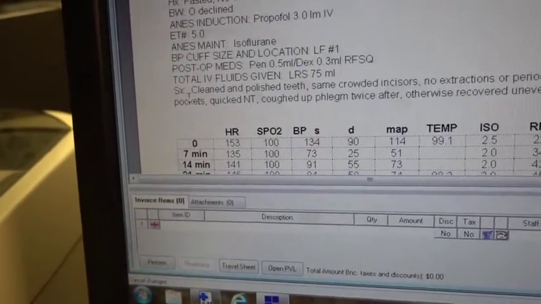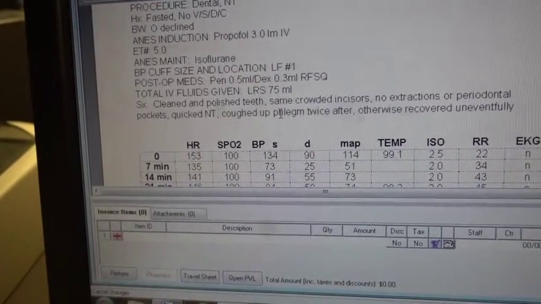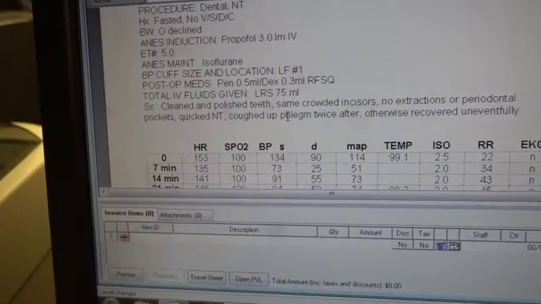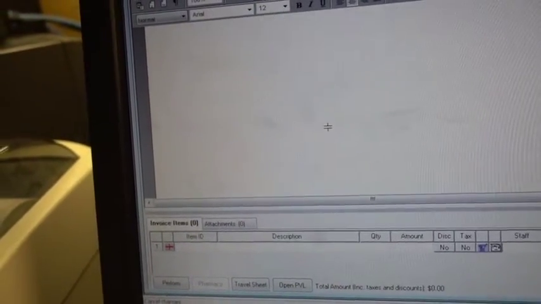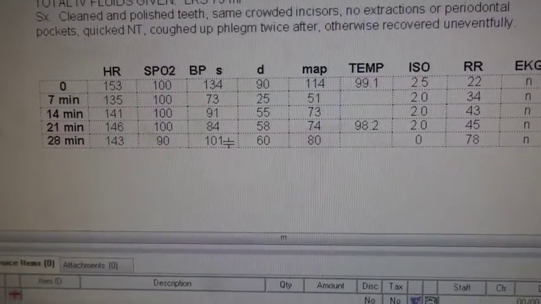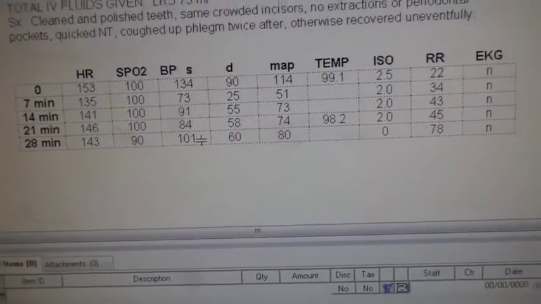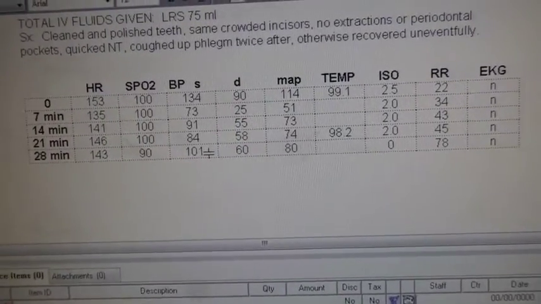And then the doctor will usually type under the surgery section for a dental procedure, any kind of surgery, what we did and how he did it. And then this is where we keep track of all of our vitals during the entire surgery procedure.